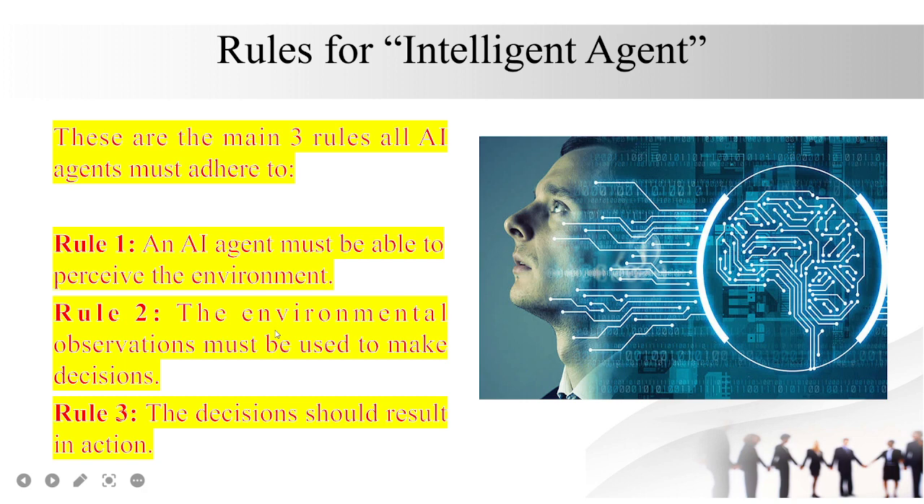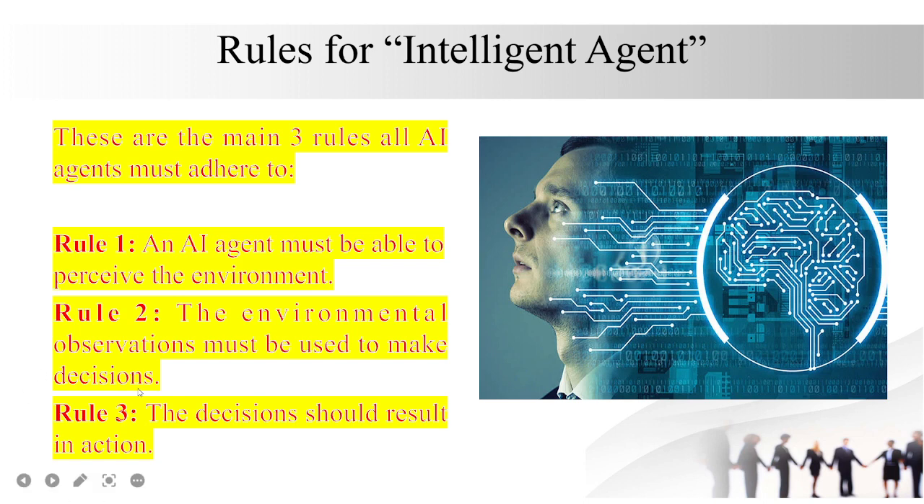Then role number two says that the environmental observations must be used to make decisions. That means you have to read your environment. If we talk about the self-driving car, we have some intelligent agents in it, which must be able to sense the environment. For sensing that complete car, some observation must be done by the sensors, and the effectors or actuators must be able to take the decision.